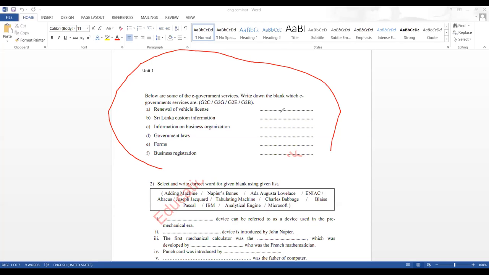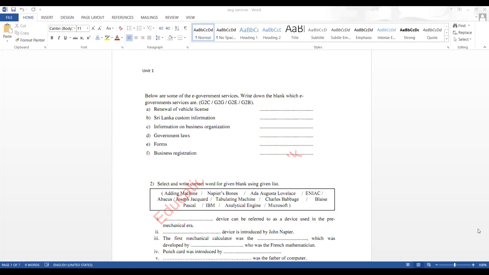Okay, renewal of license. We can renew, that is citizen, G2C. Sri Lanka customs information that is given to another country, G2G. Information on business organization, that is G2B. Government laws for the citizens, G2C. Forms and all that, we are getting only for the employees, G2E. Business registration, G2B. So these are the things that are coming.